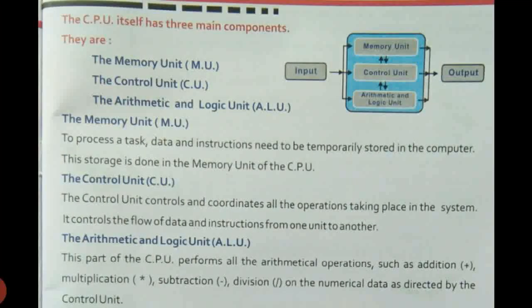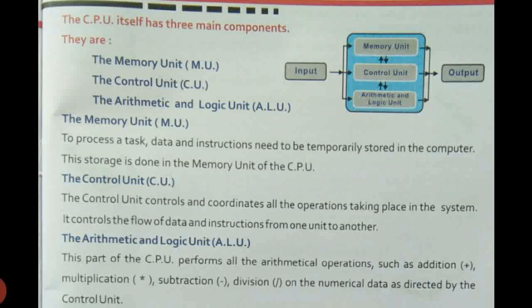Next, the CPU itself has three main components. If we look inside the CPU, then we will see three main components: the memory unit, that is MU; second, the control unit, that is CU; third, the arithmetic and logic unit, that is ALU. If you see in the picture, the input on one side, the output on the other side, and in the middle the memory unit, control unit, and arithmetic logic unit. We'll see all three units one by one.